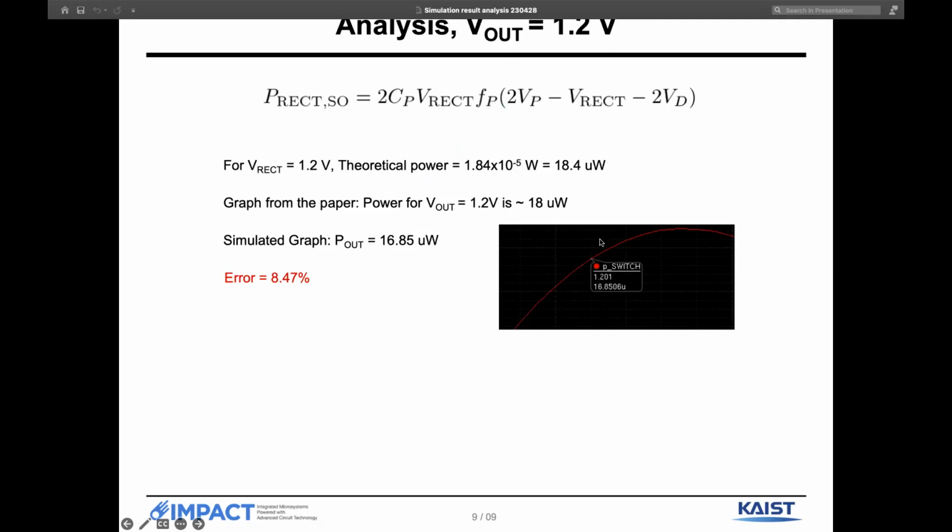Now, analysis of the error. Firstly, we take V out equal to 1.2 volts. For 1.2 volts, there's the equation for power where V rect is going to be equal to V out, which is 1.2 volts. So we can plug in, and the theoretical power comes out to be 18.4 microwatts. But as you can see, in the simulation the result was 16.85 microwatts, so there is an 8.47% error in the result. The graph in the paper and the theoretical result we obtained from this formula are kind of the same, but our simulation gives a different result with the error.